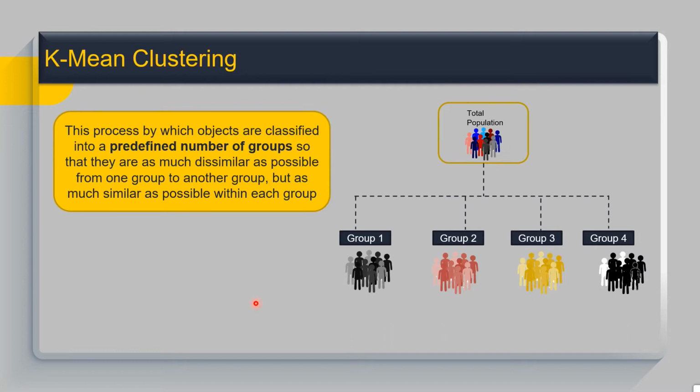So K-means clustering is an algorithm whose main goal is to group similar elements or data points into a cluster, and it is the process by which objects are classified into a predefined number of groups so that they are as dissimilar as possible from one group to another group, but as similar as possible within each group.